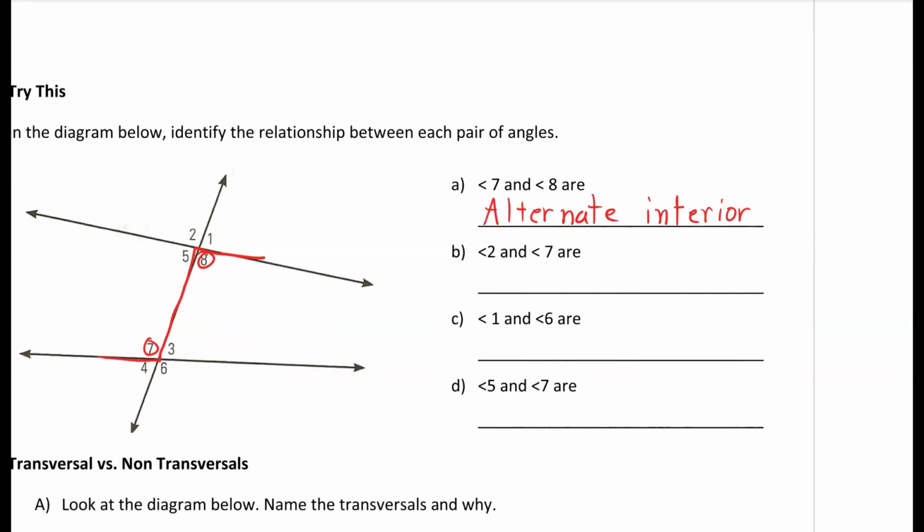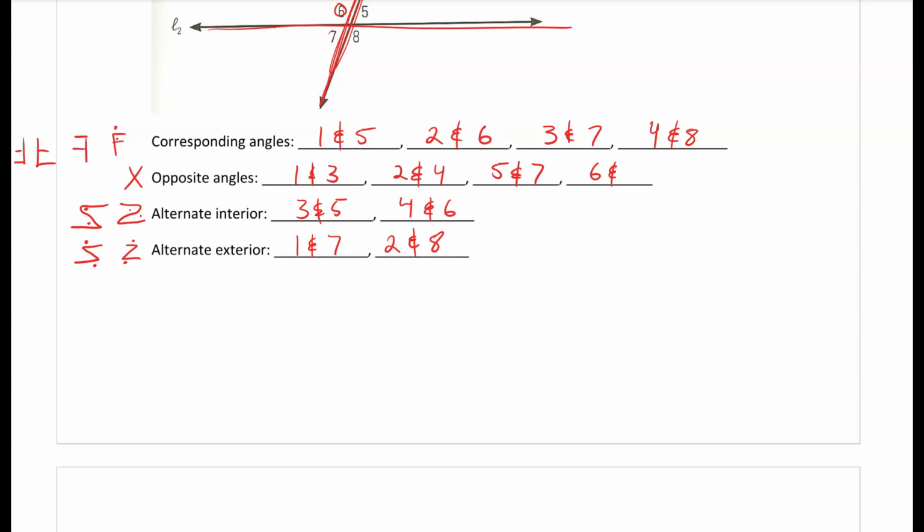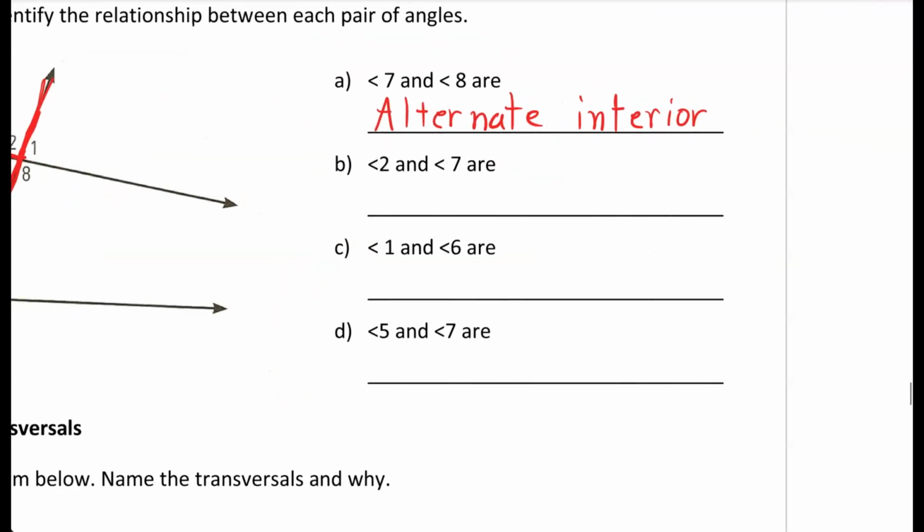B asks us for angle 2 and angle 7. So we have angle 2 up here and we have angle 7 right here. So if we look at this, this is making our upside down and reverse F shape. So if we look at what that's going to be, well, that's going to be our corresponding angle. So for B, it's going to be our corresponding angle.